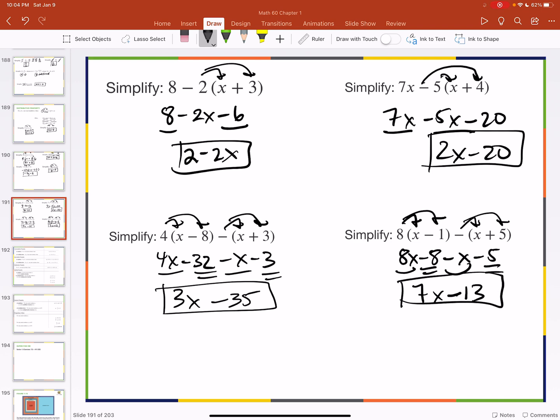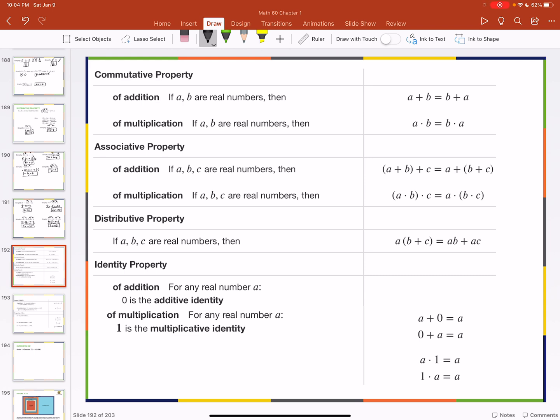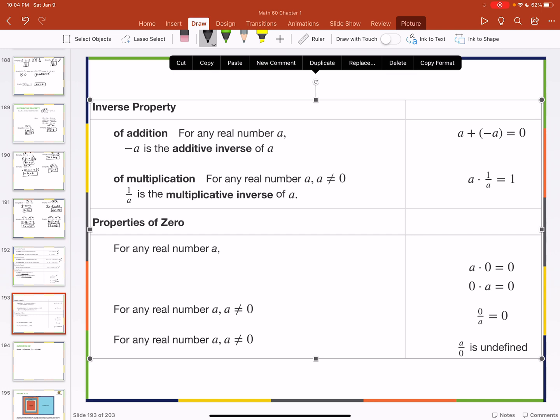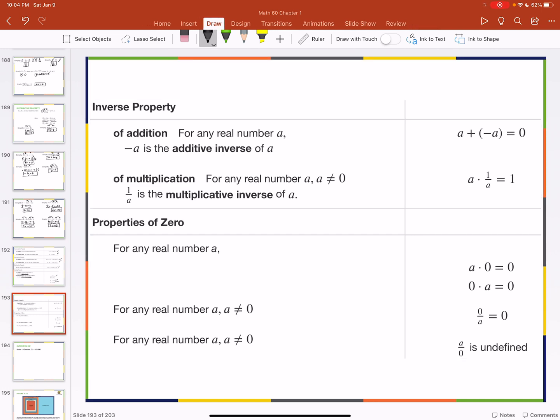Okay, so just to recap what we've done, we went over the commutative property of addition and of multiplication, the associative property, which is regrouping, the distributive property, and then the identity property of 0, which is the additive identity, and of multiplication, which is 1. And then again, the inverse property, that means that any number added to its opposite is going to give you 0, and the inverse property, any number multiplied by its reciprocal will give you 1. And then we went over properties of 0, that if you multiply anything by 0, you get 0. If you divide into 0, you get 0, but you cannot divide by 0. That would be undefined.